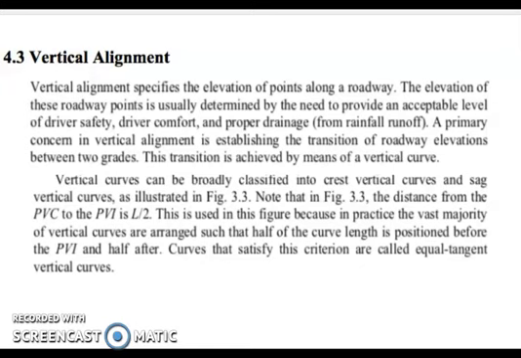We have to take note that vertical alignment has something to do with the elevation of points along the roadway, and this elevation is usually determined to provide an acceptable level of driver safety, driver comfort, and proper drainage. A primary concern in vertical alignment is establishing the transition of roadway elevations between two grades.